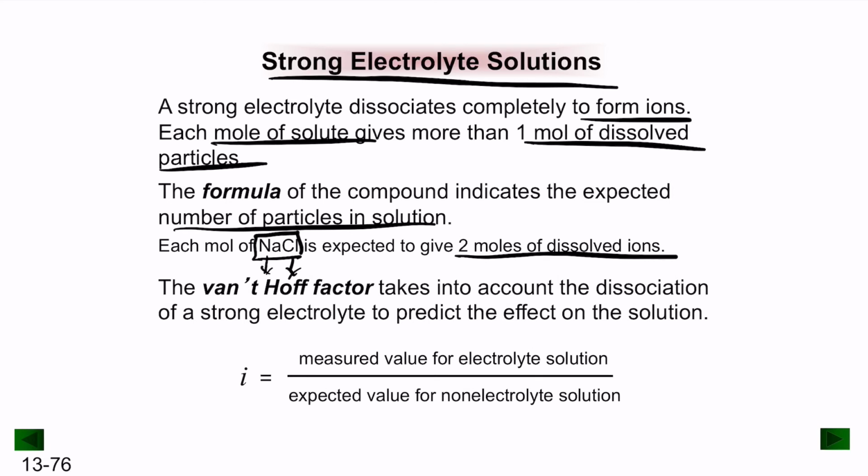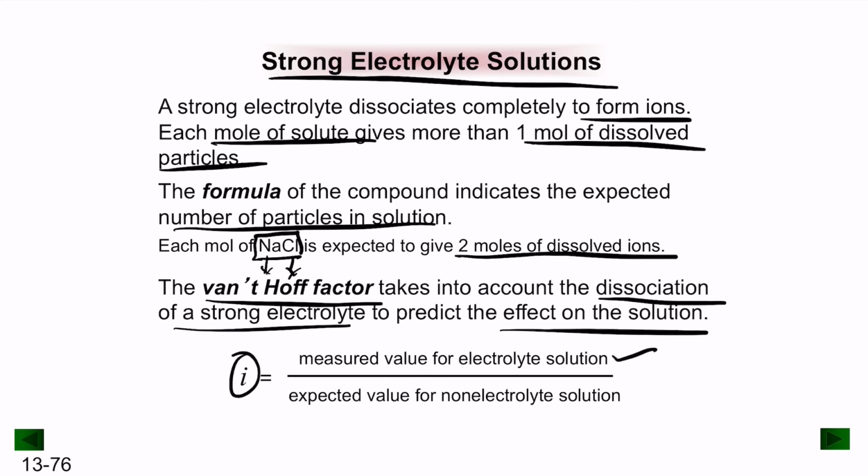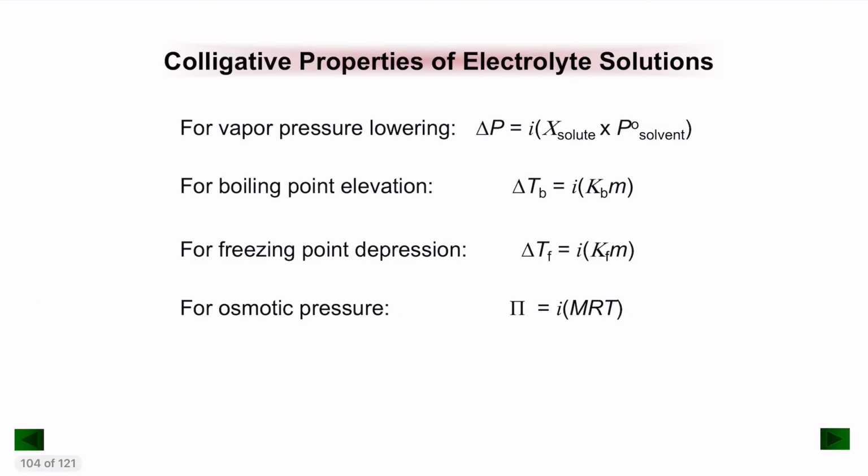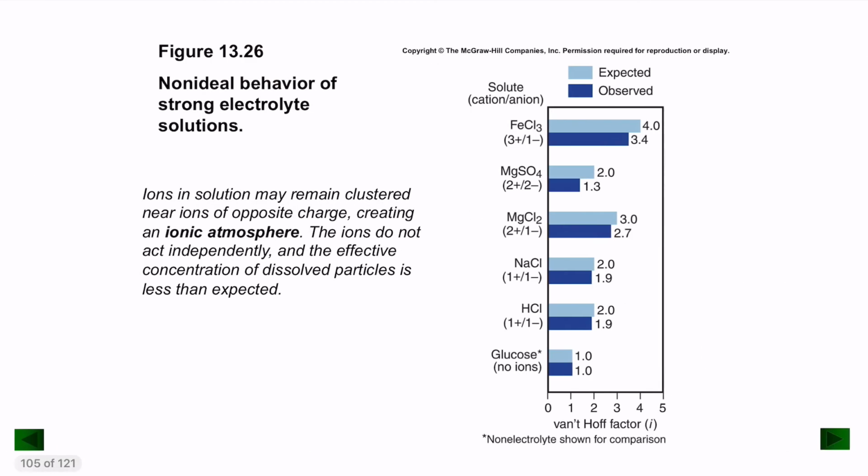So one factor that is used to predict the effect of a solution is the van't Hoff factor. The van't Hoff factor takes into account the dissociation of the strong electrolyte to predict the effect of the solution. That value is denoted by i. i is the measured value of the electrolyte solution divided by the expected value of the non-electrolyte solution. So the same formulas take place for electrolytes, but we add the constant i, the van't Hoff factor, into every one of those formulas. This i value is generally determined from a table by the ions in the solution.